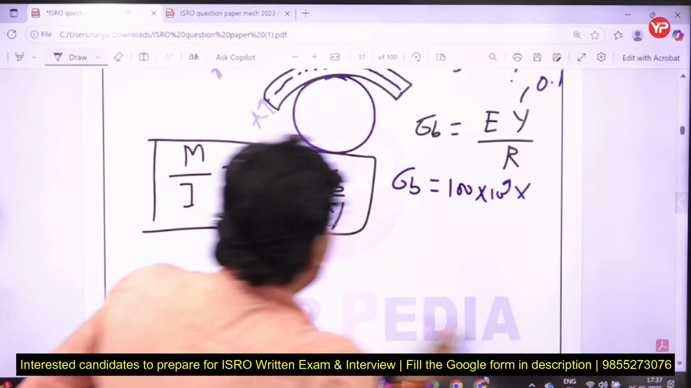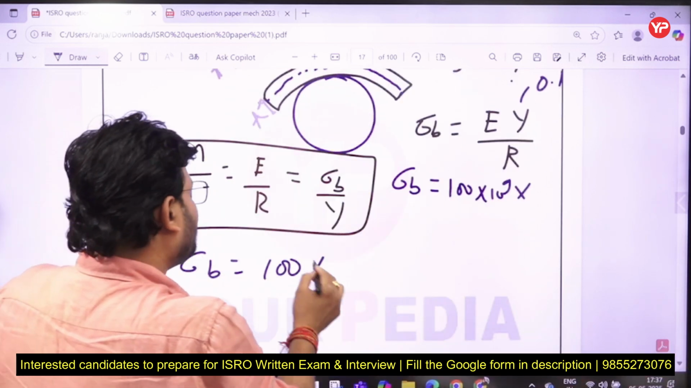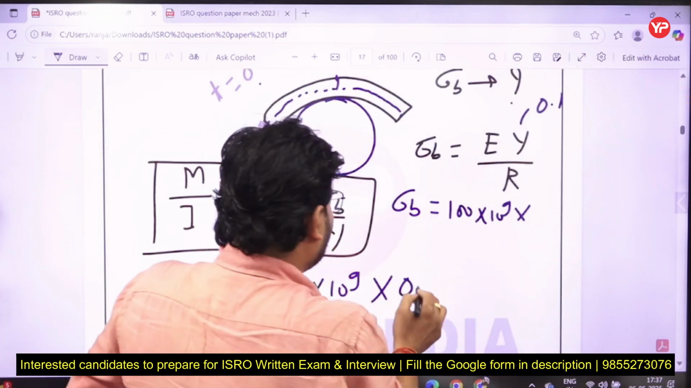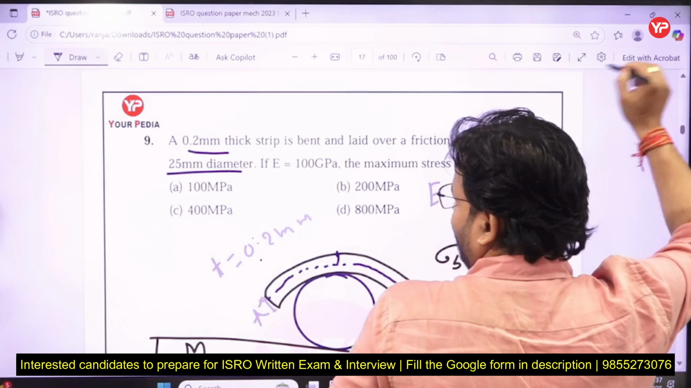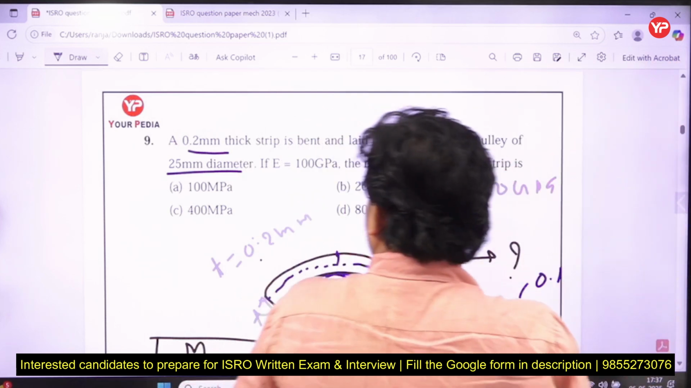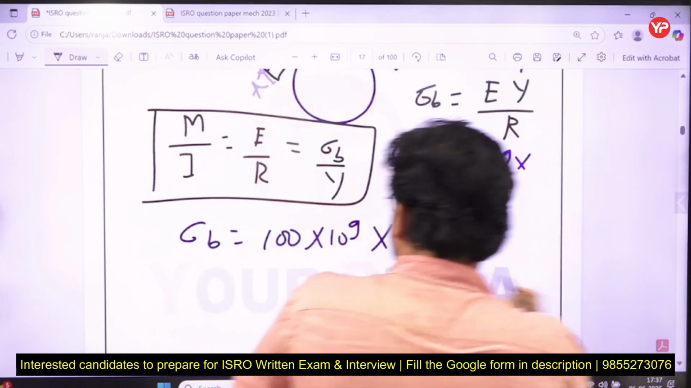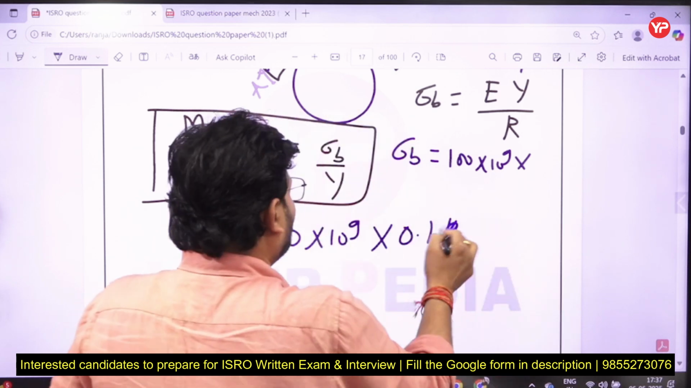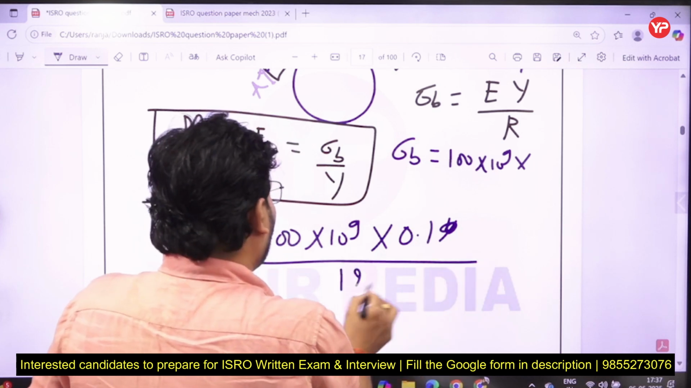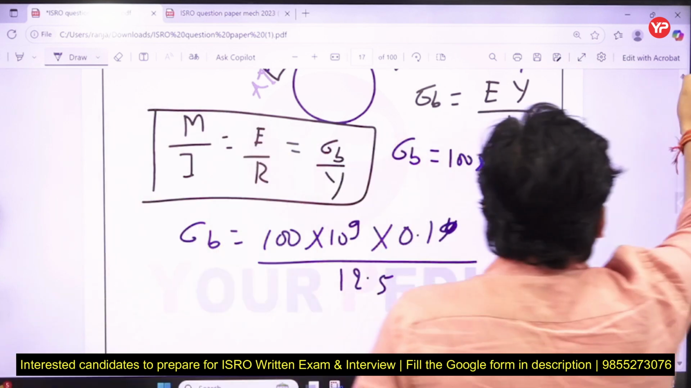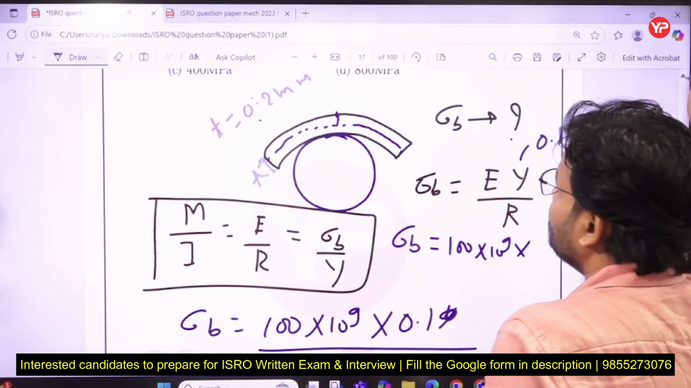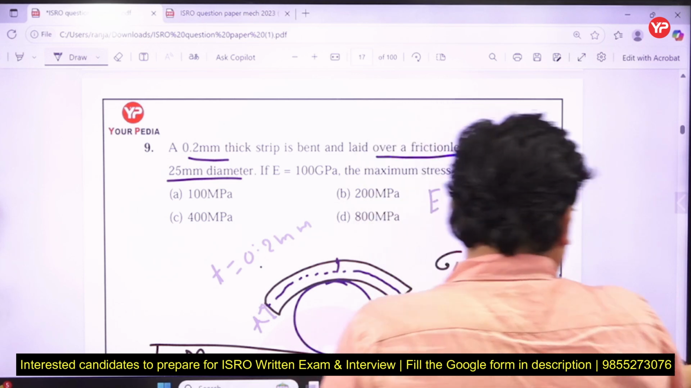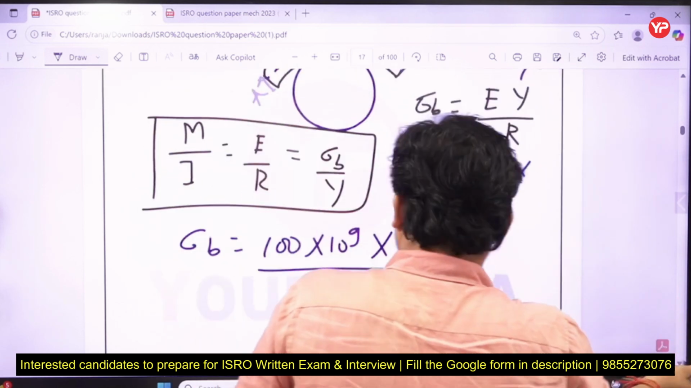Sigma B is equal to 100 into 10 to the power 9 into Y, which is 0.1. Okay, in mm, or the answer is given in megapascal. Okay, no problem. 0.1 mm, the mm will get cancelled out because in the denominator also mm is there, upon R. So 12.5 my dear friends, because diameter is given here, so R is 12.5. Just solve that value my dear friends.